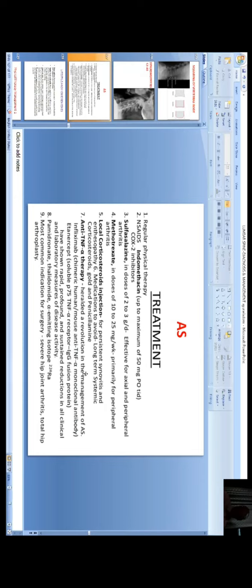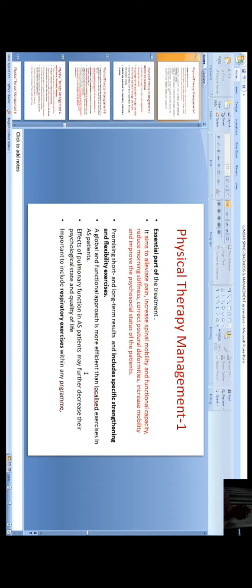Allopathy treatment is described here; you can refer. That is NSAIDs initially, sulfasalazine, methotrexate, corticosteroid injection, and lastly coming to the biologics, TNF alpha therapy like infliximab, rituximab, etanercept, etc. Lifestyle modifications are simple. Physical therapy is very important.